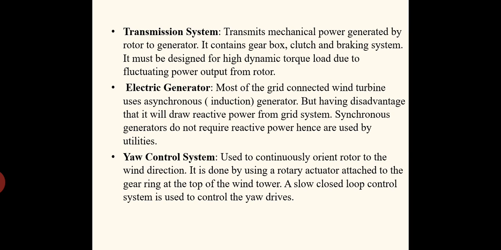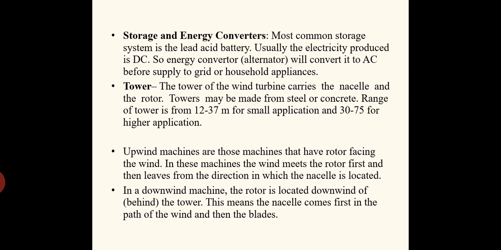A slow closed loop control system is used to control the yaw drives. Based on some electronic data input, it will be operating. So the function of the yaw control system is to align the rotor always to the wind direction. The direction of wind may change from time to time, so with that change in direction of the wind, we have to align the direction of the nacelle also. That is being done by the yaw control system. Now coming to the next component, that is storage and energy converters.